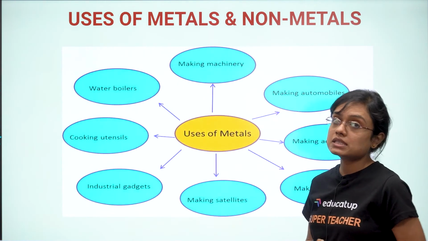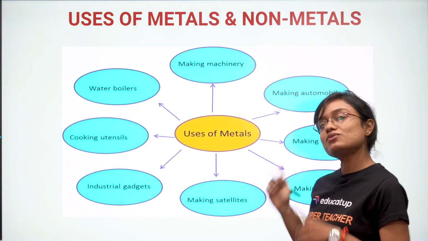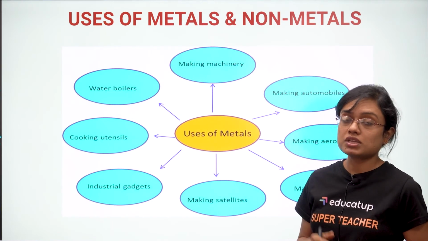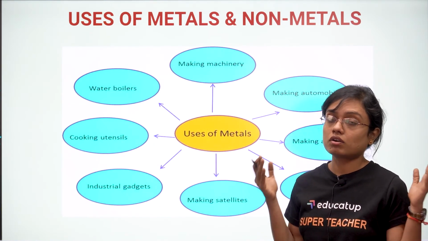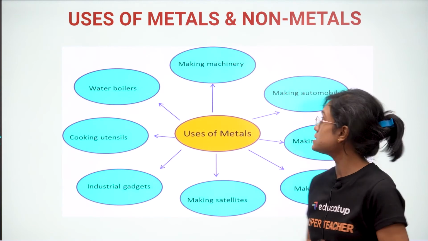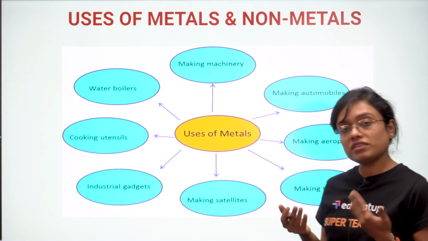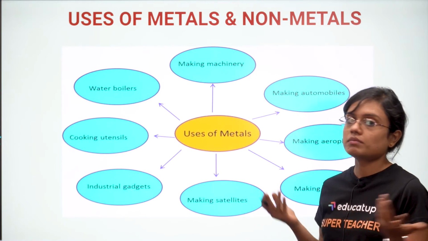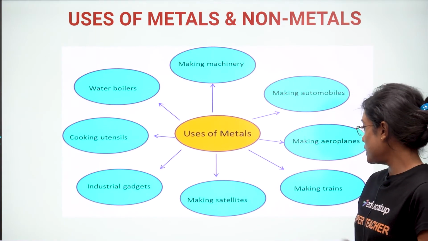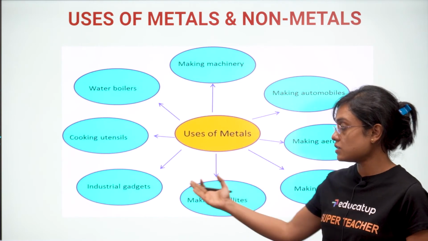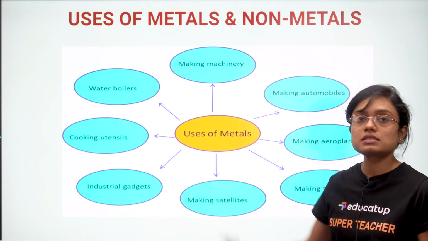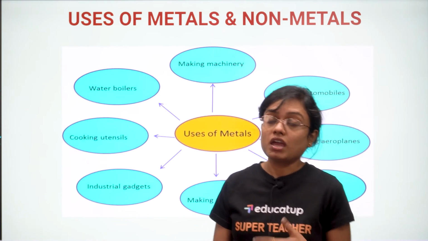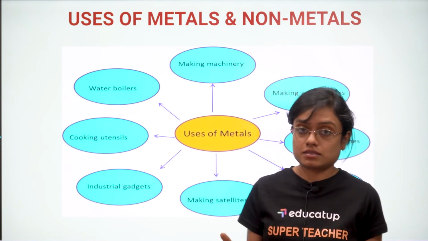Now, uses of metals and non-metals, and first we are going to see uses of metals. Water boilers, making machinery, a lot of machinery in industries and factories, a lot of equipments are made up of metals. Making automobiles, all the vehicles which we are using from roadways to airways to waterways, all are made up of metals. Making aeroplane, making trains, making satellites, industrial gadgets, cooking utensils. So you can understand metals have a whole lot of usage in our life. They are used at multiple places, isn't it?